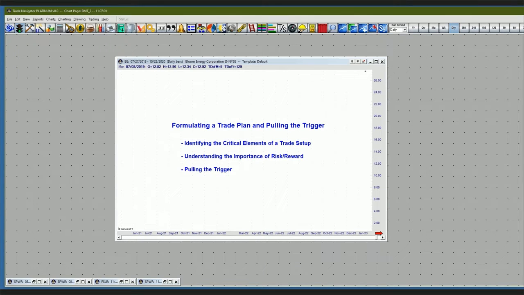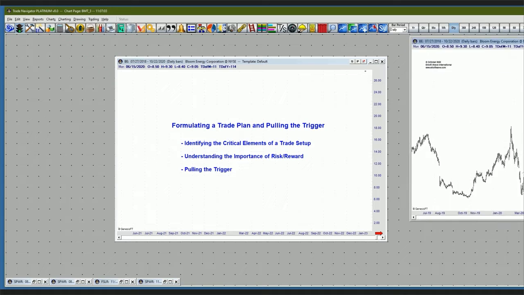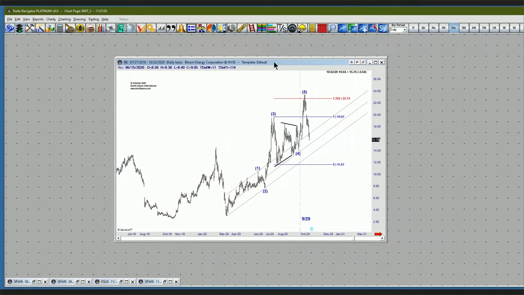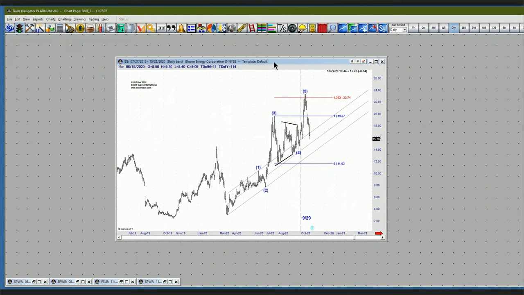Now, I'm going to be using some slides and some charts that I've spoken about before in Traders Classroom. Okay, for example, this one, Bloom Energy Corporation. We were talking about Bloom Energy Corporation. This was Tuesday, September 29th. From what I can see on my chart here, let me get my reading glasses.